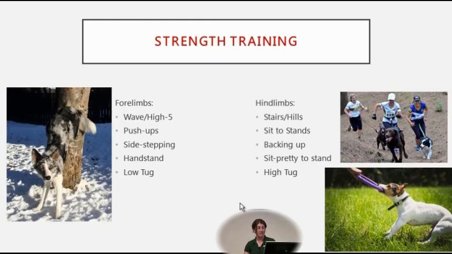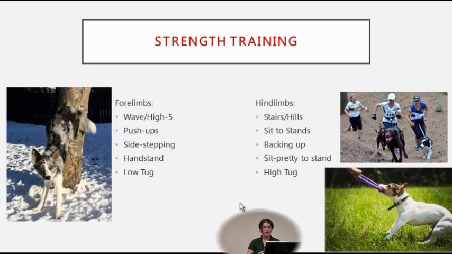I really like sidestepping for forelimbs and hind limbs. So sidestepping on the forelimbs, that's going to help strengthen our adductors and abductors, and our stability muscles of the shoulders. So pecs, subscapularis, deltoids, all of that kind of stuff.